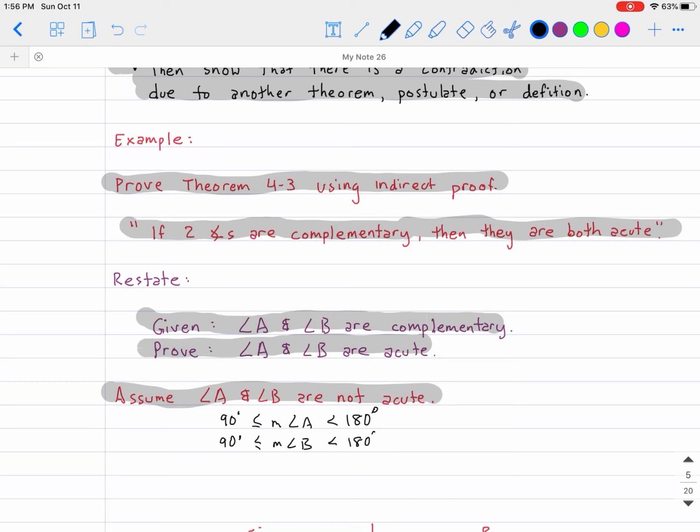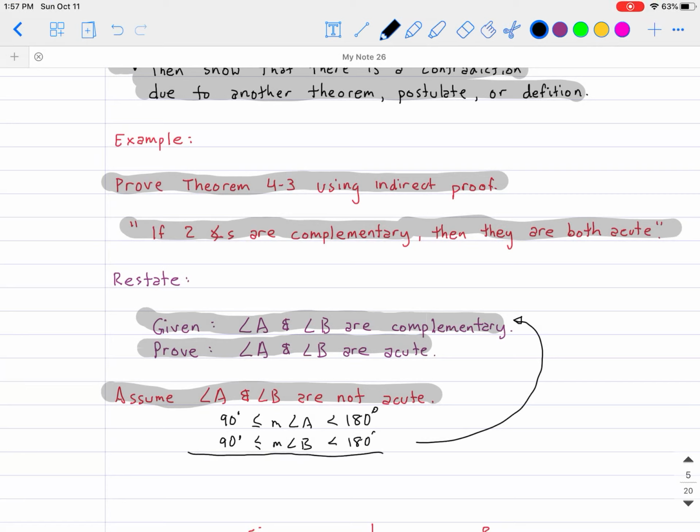Now, if you're wondering where we can go from here, what we can possibly get out of it, and how it actually contradicts, that's where we have to go back and think about what it is that we're trying to prove or indirectly contradict. I want to show that the two angles are complementary to each other.